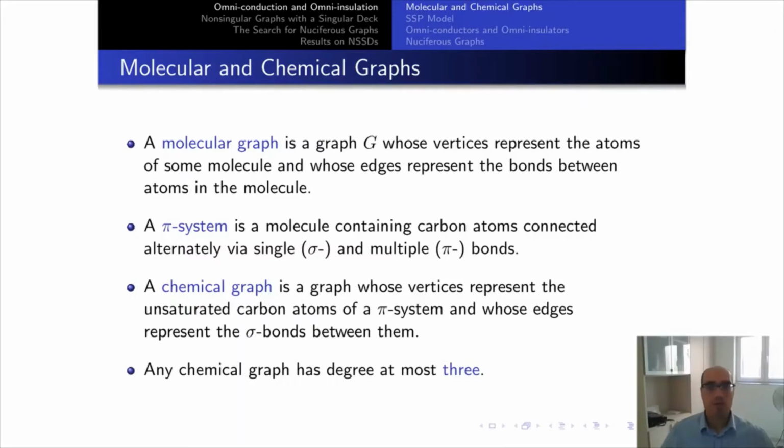Because of this, chemical graphs cannot have degree more than 3. And this is the main difference between a molecular and a chemical graph. A molecular graph represents a molecule that can have any vertex degrees, whereas a chemical graph must have degree at most 3.